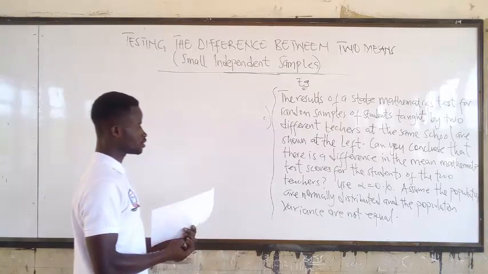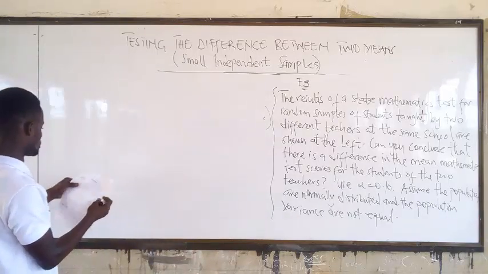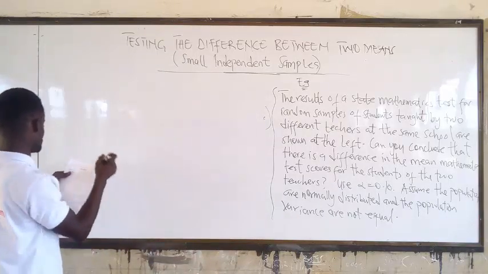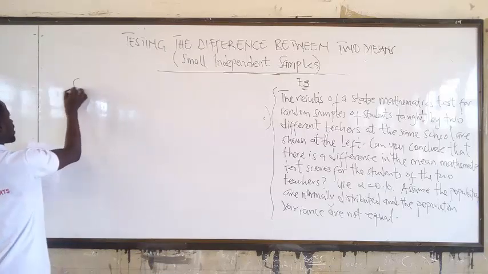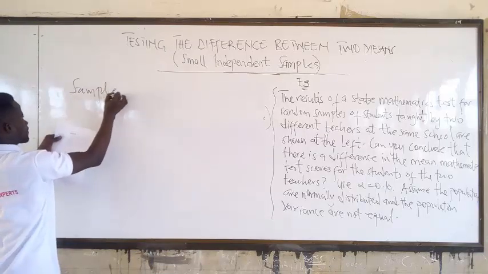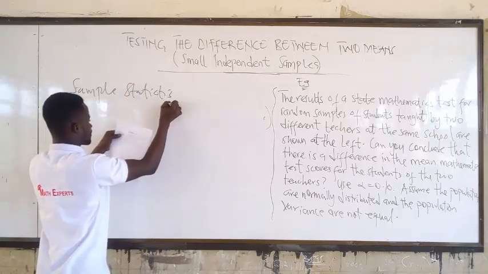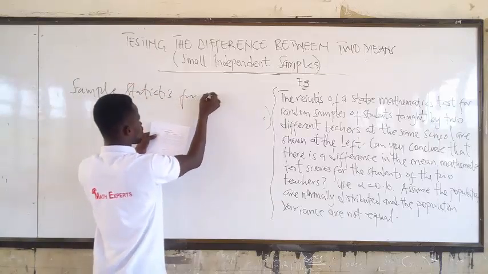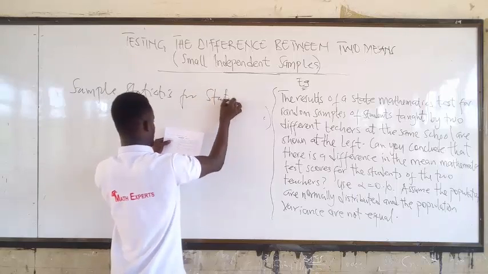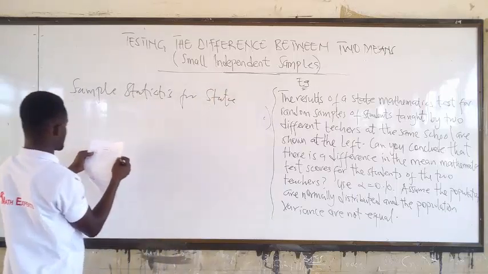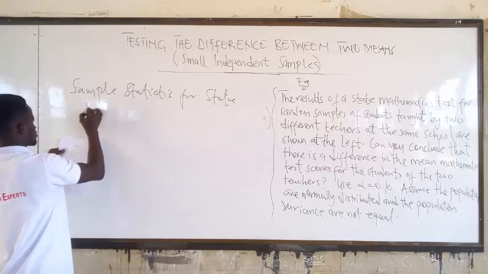So let me conclude the question. So we have the sample statistics for states, mathematics states.